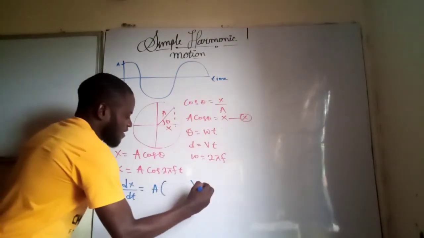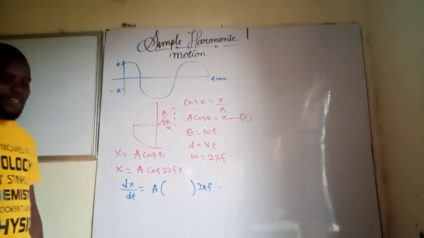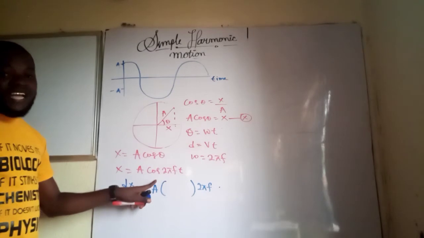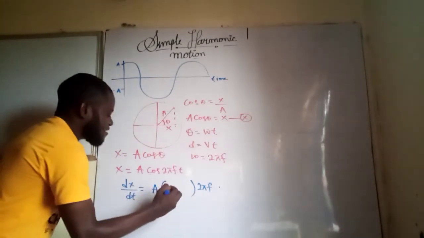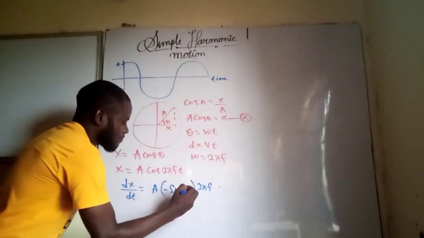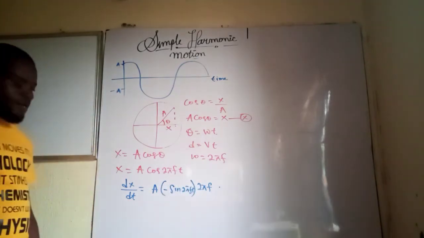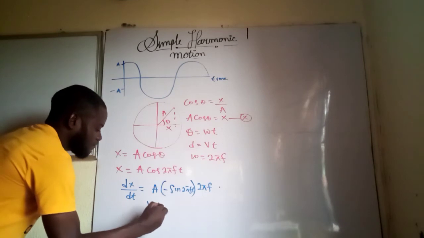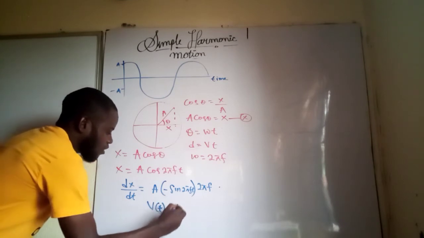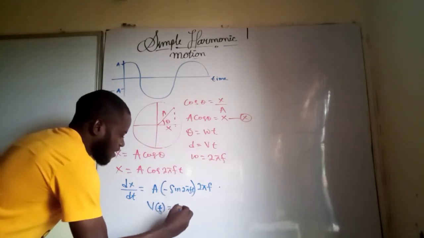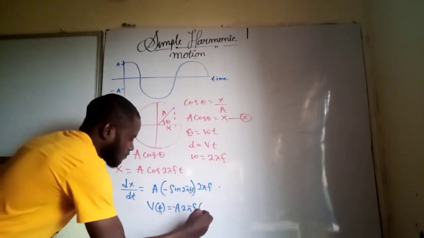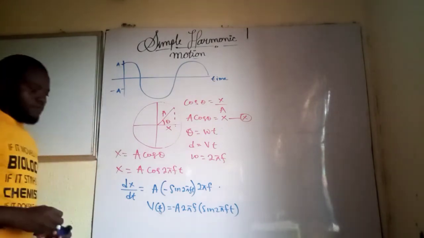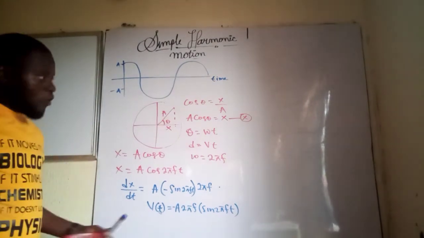Let this be 2 pi f, let me bring it here. Are we together? Now I'm going to differentiate cos of this. The derivative of a cos is negative sine. Hence, v, which is a function of time, is equal to negative a 2 pi f sine 2 pi ft. Do we get this? But we are not done there yet.